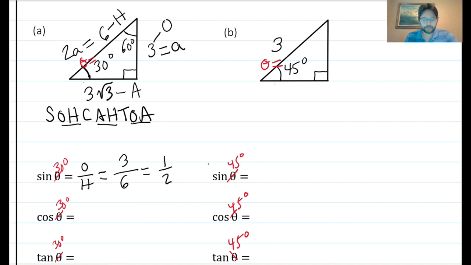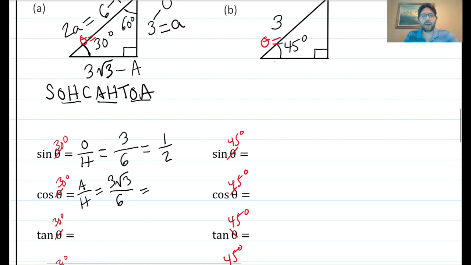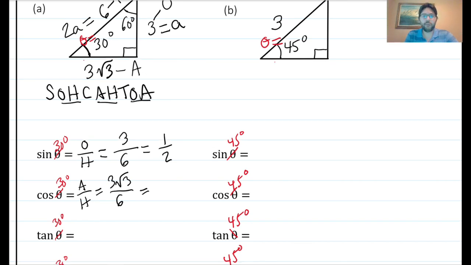Cosine of 30 is going to be adjacent over hypotenuse. And adjacent is 3 square root of 3. And then hypotenuse is 6. And I know that if I reduce this, by dividing by 3 top and bottom, that becomes 1 over 2. And that'll give me square root of 3 over 2. All right, that's it for cosine of 30 degrees.